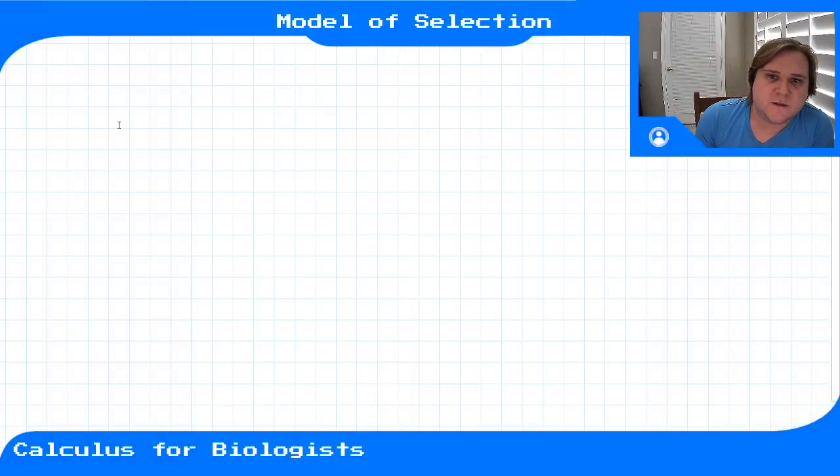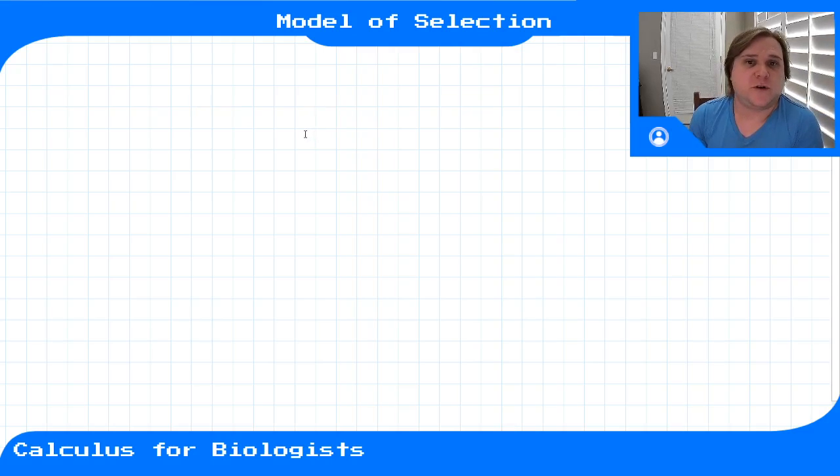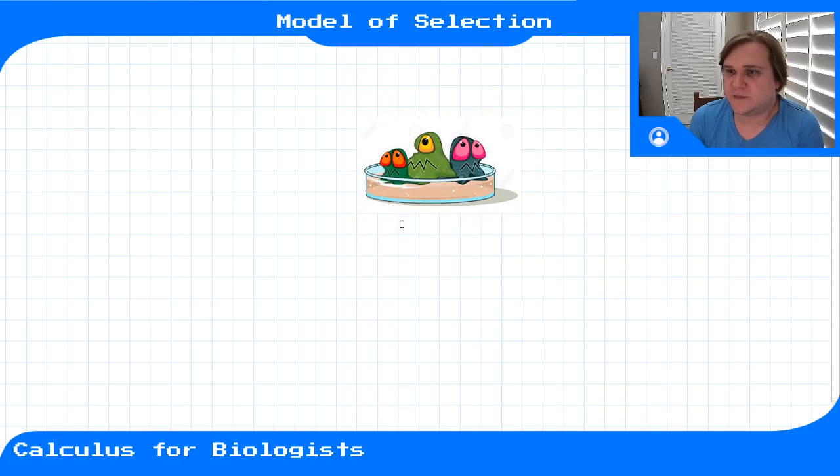This video will introduce a model of selection, and that'll take the form of a nonlinear discrete-time dynamics. Let's assume we're back to my standard example of bacteria growing on a petri dish, and let's say that these bacteria grow accordingly. The growth is given by 1.5 times the population: this is their per capita growth rate times the population of bacteria at time t.